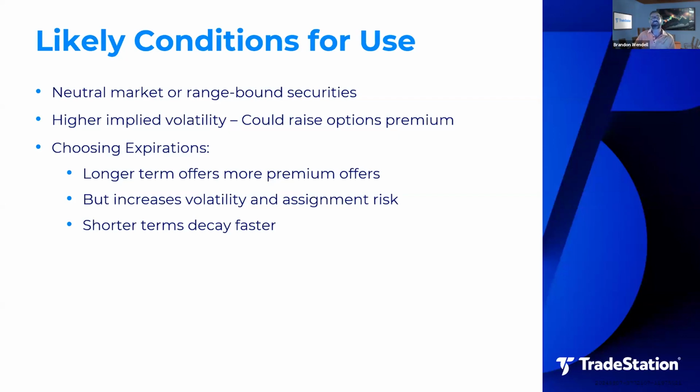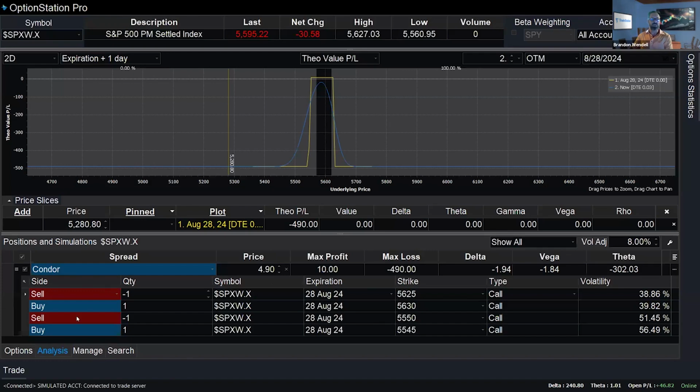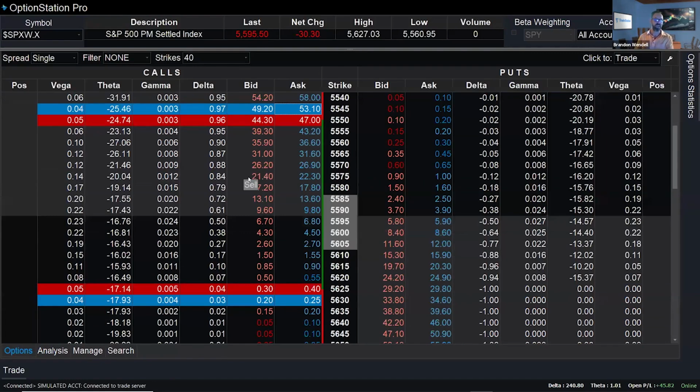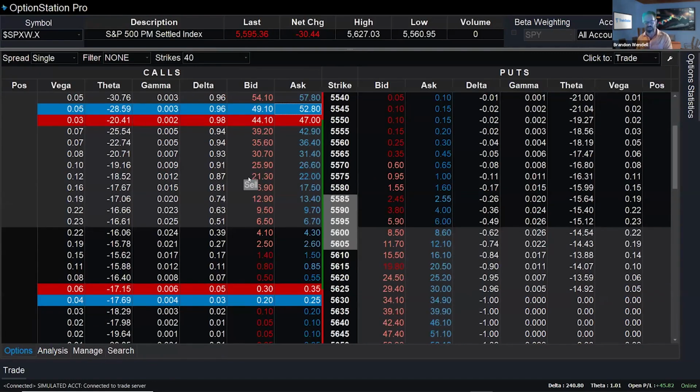Choosing expirations, yes, you could do 0 DTE, or you could do a little bit longer. The longer you go, the more risk you expose yourself to on the volatility side, but you gain a little bit more time value, so you get paid a bit more. You've got to figure out that balance of what you like.